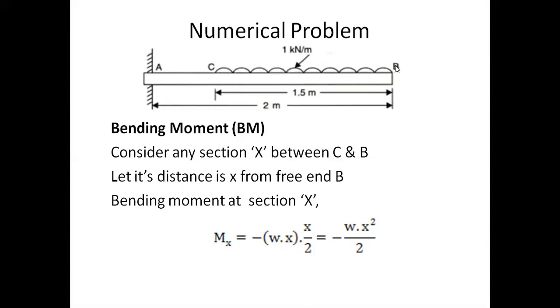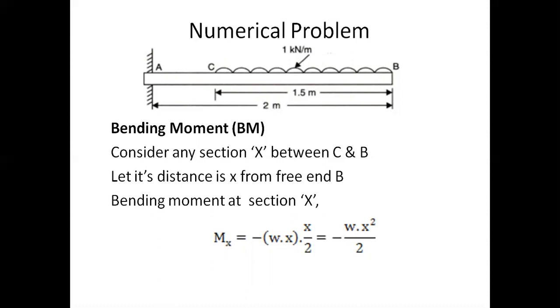So where will it act? It will act at the midpoint of this length. So from this place to this place, if it is x, then the midpoint of it will be x by 2. Therefore, the bending moment at x is nothing but minus wx into x by 2, that is minus w x square by 2.